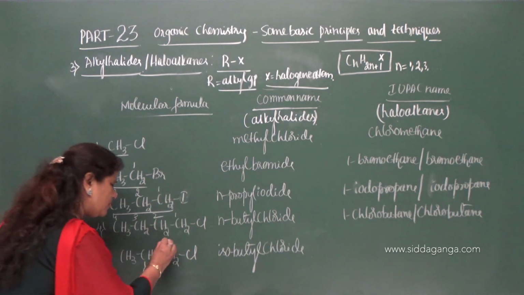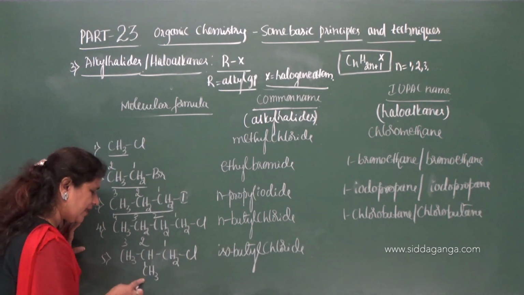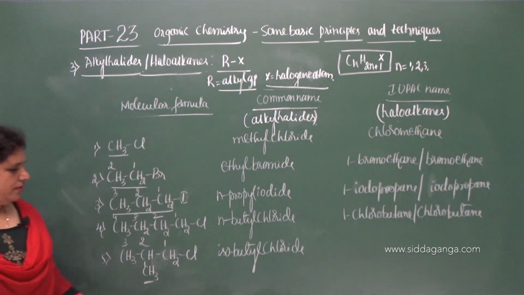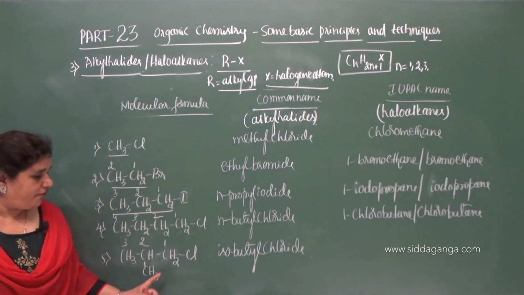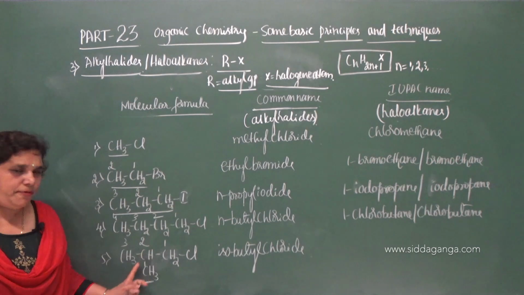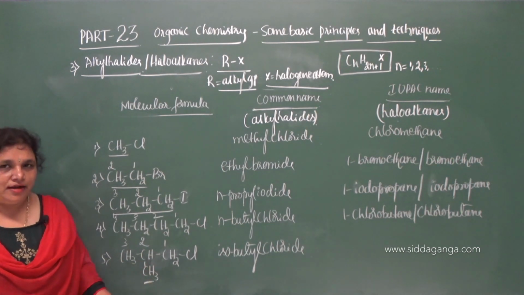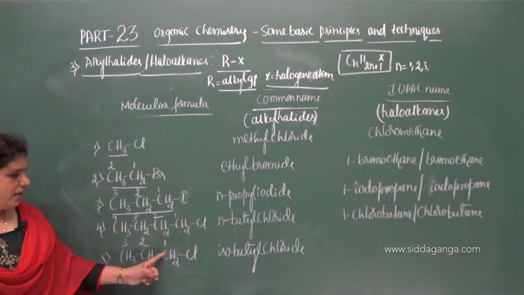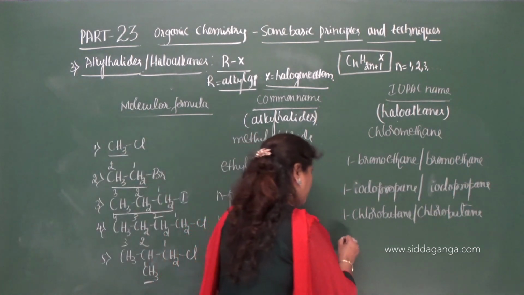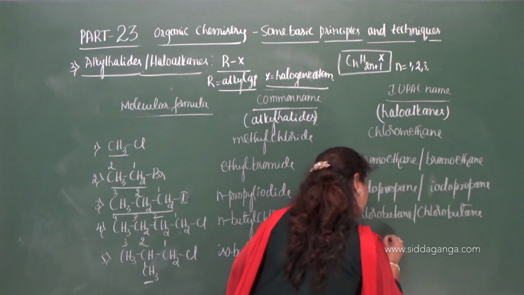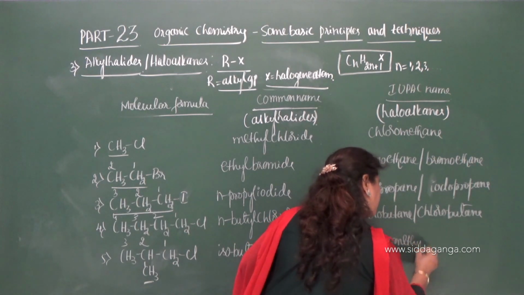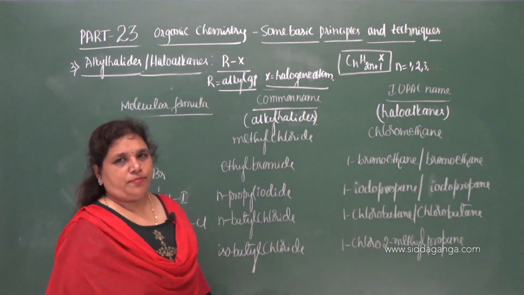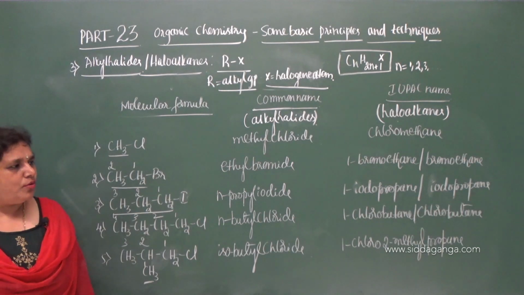So the IUPAC name is 1, 2, 3. At the second carbon we have a methyl group, and at the first carbon we have chlorine. Therefore, there are 2 substituent groups here. Therefore, 1-chloro-2-methylpropane. We need to arrange them in alphabetical order. Chlorine comes first and then the methyl. Therefore, 1-chloro-2-methylpropane. What is the common name of 1-chloro-2-methylpropane?